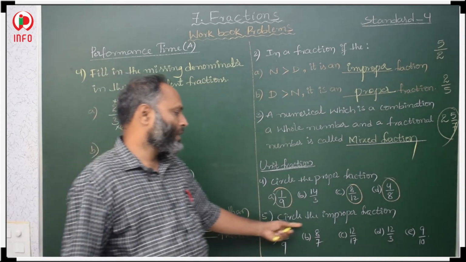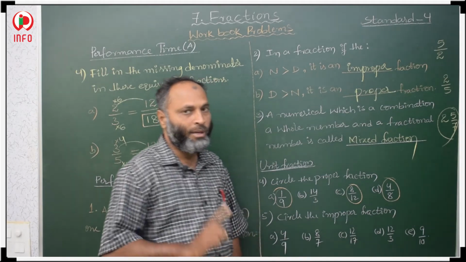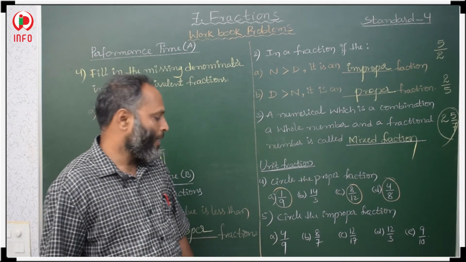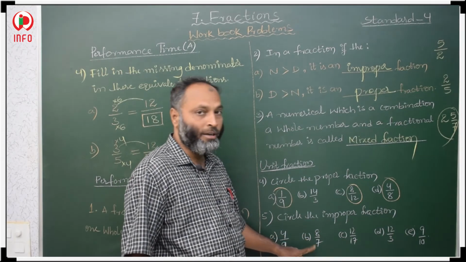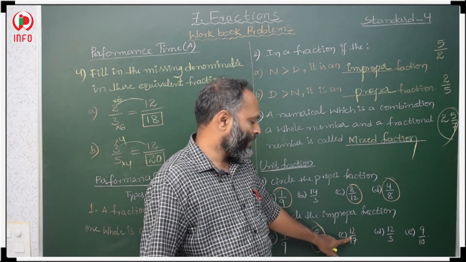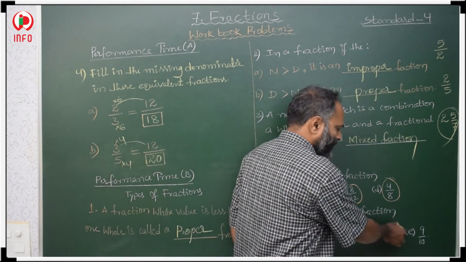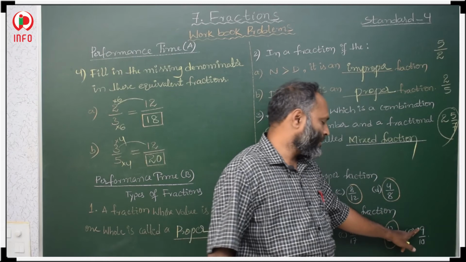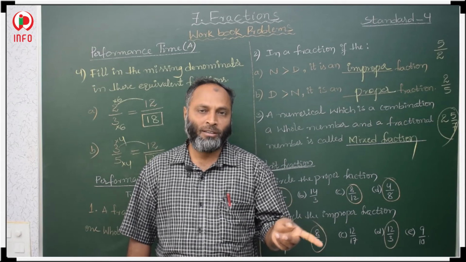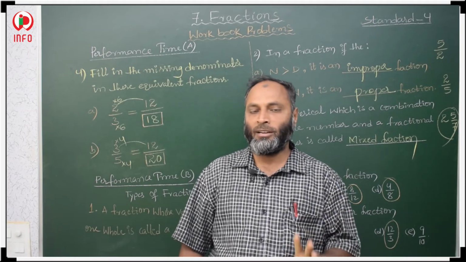Next, circle the improper fraction. Improper fraction means the numerator is bigger than the denominator. Here the numerator is less than the denominator, this is proper. Numerator is bigger than the denominator, so improper fraction. Numerator is smaller than the denominator, proper fraction. In a proper fraction, the numerator is less than the denominator. In an improper fraction, the numerator is greater than the denominator.